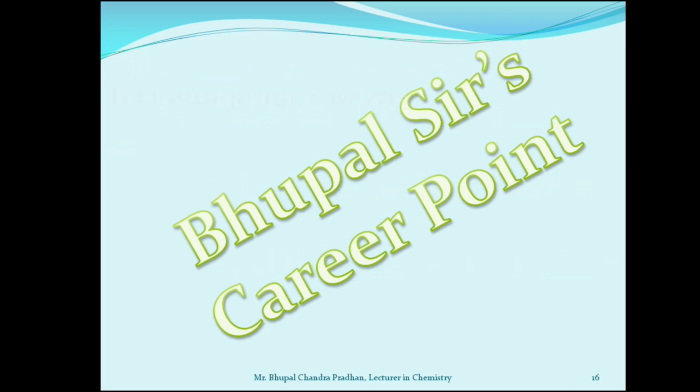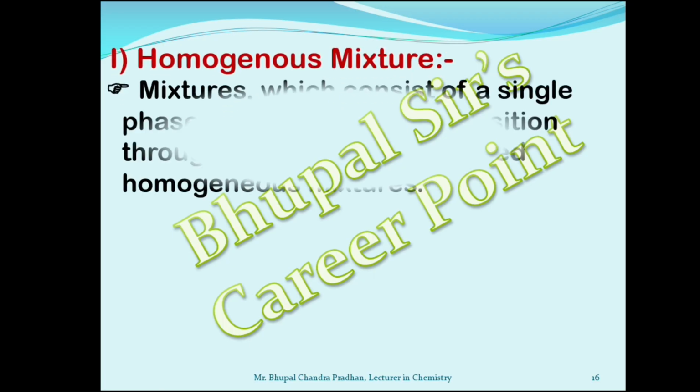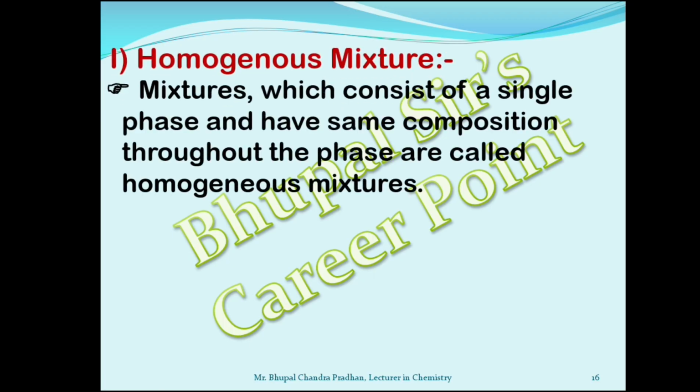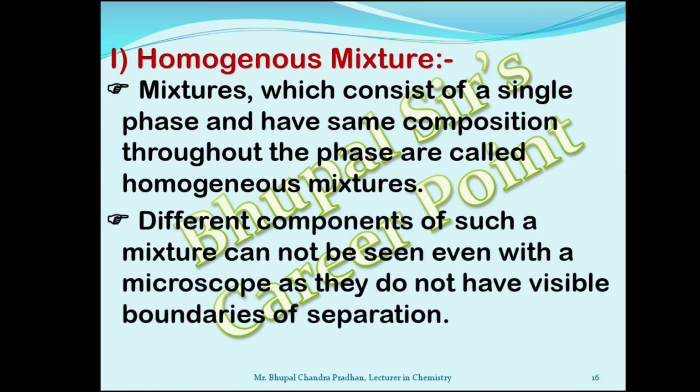Let us compare homogeneous mixture. What do you mean by homogeneous mixture? Mixtures which consist of a single phase and have the same composition throughout the phase are called homogeneous mixture. Different components of such a mixture cannot be seen even with a microscope as they do not have a visible boundary of separation.